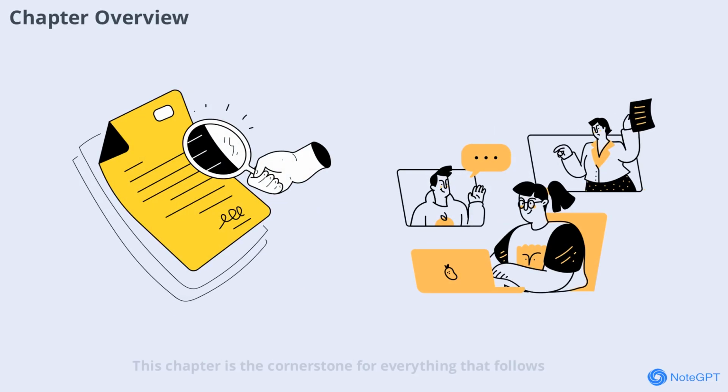This chapter is the cornerstone for everything that follows. We'll answer three big questions. What is artificial intelligence? What makes it different from traditional programming? And how did we reach a point where AI is everywhere? By the end, you'll have a clear roadmap for the rest of the series and a strong grasp of the essentials. Let's set the stage for your AI adventure.